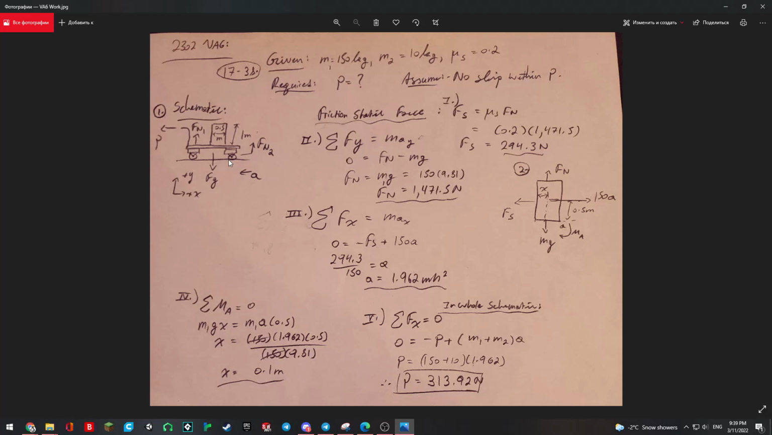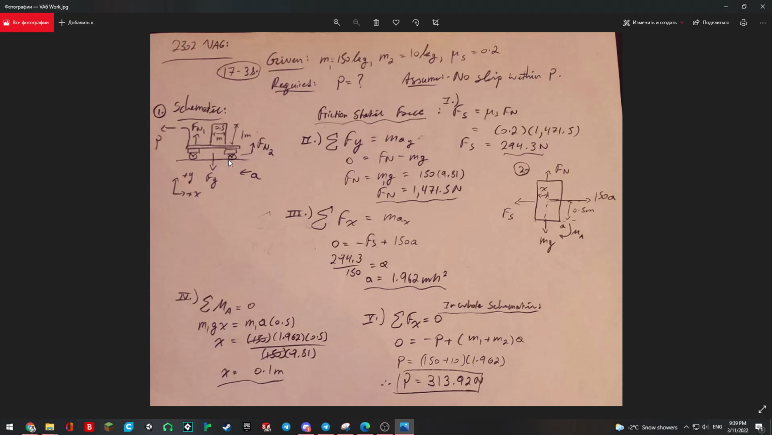We can also use Fs in the summation of forces in the x direction. The summation of forces in the x direction is max. We only see the force going in the negative direction of our coordinate system, which is Fs, plus the acceleratory force, 150a. Solving for a and subbing everything in, we get 1.962 meters per second squared. Now, knowing that, we can solve our moment equation as well.